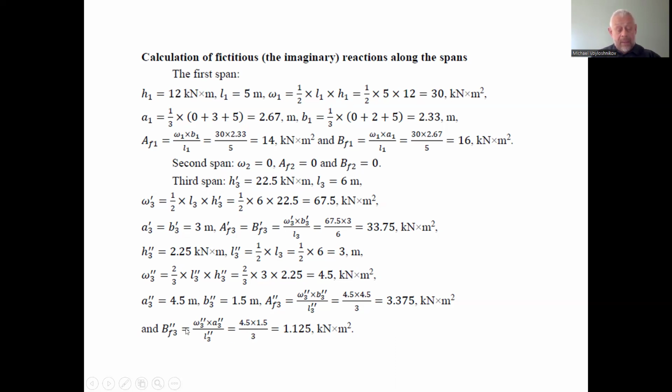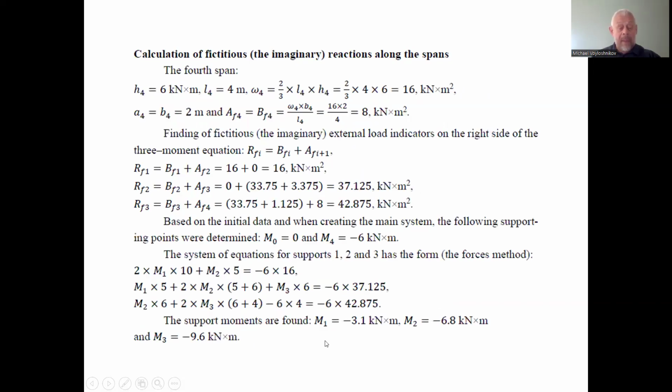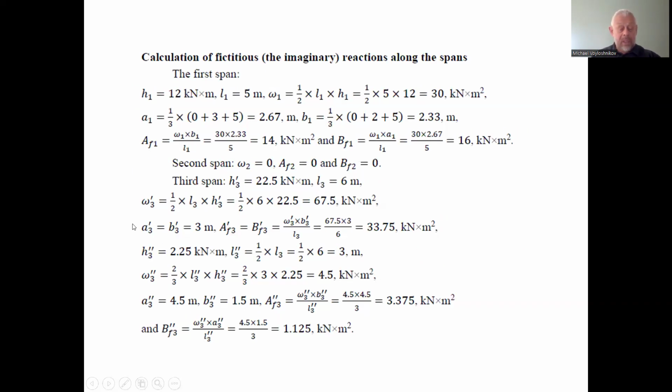And B fictitious two strokes is 1.125 kilonewton by square meter. And exactly, we can do that if we have to find the total of the factors. R fictitious equals B fictitious for the action of the concentrated force on the third span.